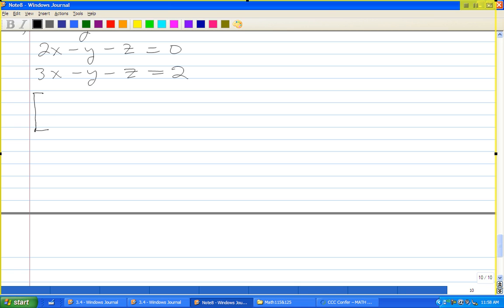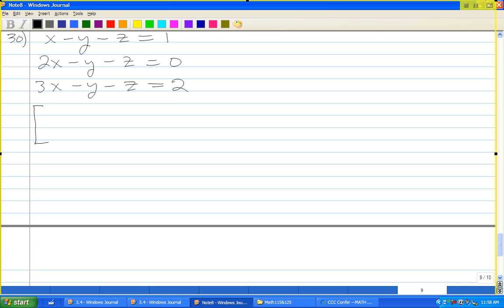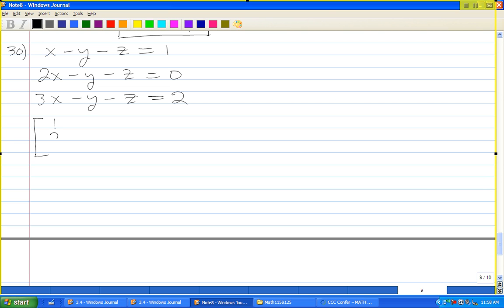And so let's do that. 1, 2, 3, negative 1, negative 1, negative 1. Negative 1, negative 1, negative 1. 1, 0, 2. Okay? So I've rewritten my system as an augmented matrix. Any questions about that?